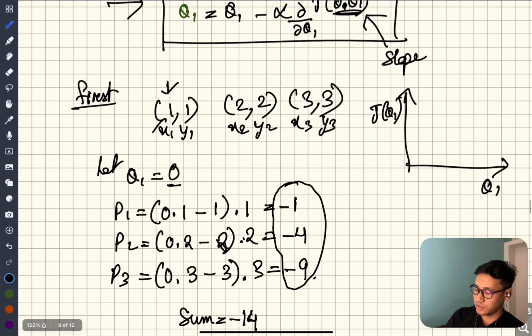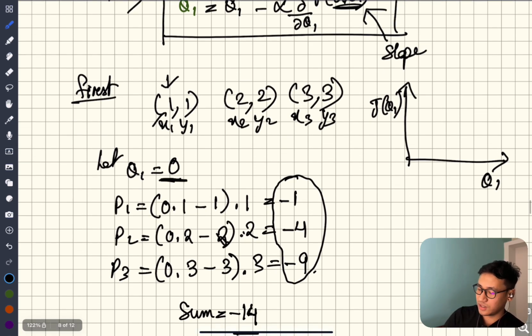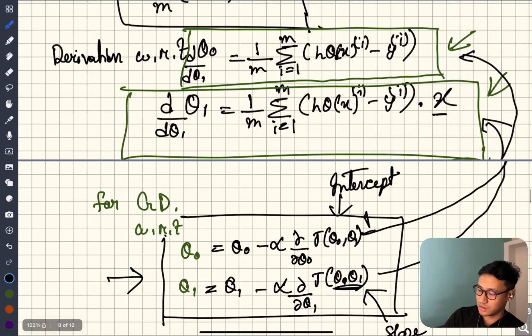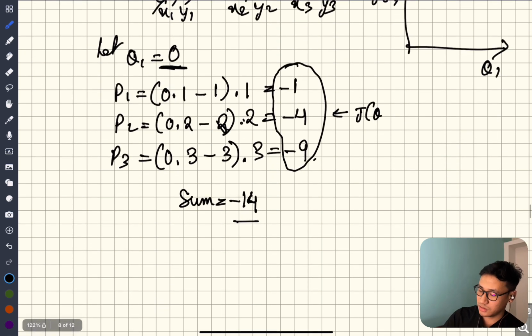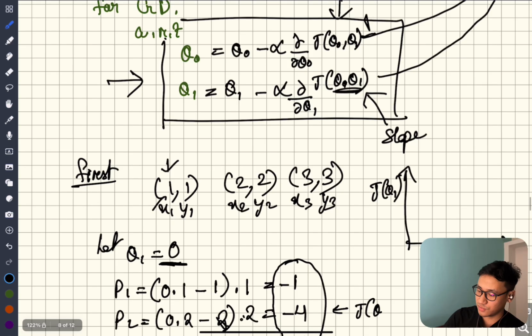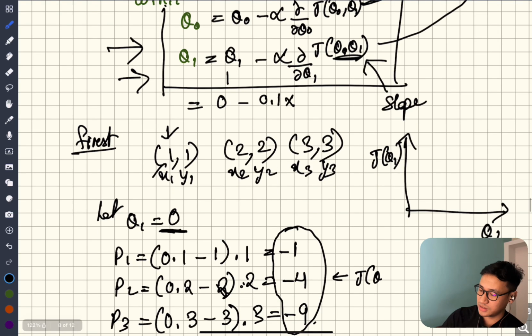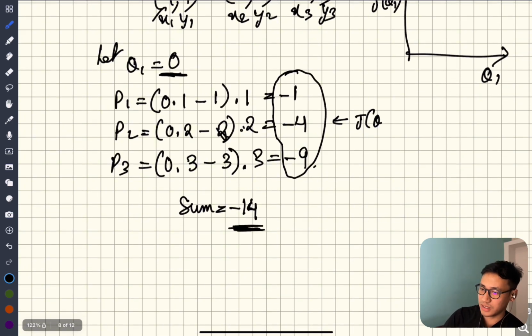So let's try to find out what we are finding at this point. We are finding the slope of j theta. This value we have found out, the sum is -14. Now let's put it in this formula. The previous theta was 0, so 0 minus alpha, let's say 0.1, into what is the gradient? The gradient we found out as negative.